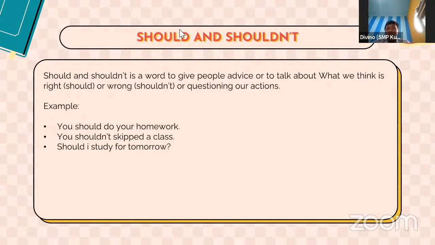Should and shouldn't. Should and shouldn't are words to give people advice or to talk about what we think is right, good, or wrong, or questioning our actions. Example: you should do your homework. You shouldn't skip a class. Should I study for tomorrow?